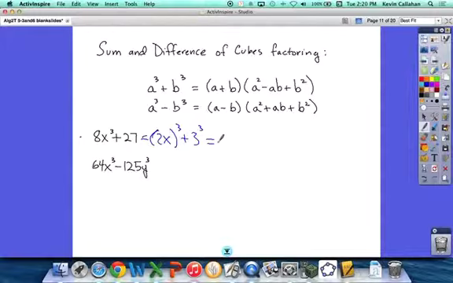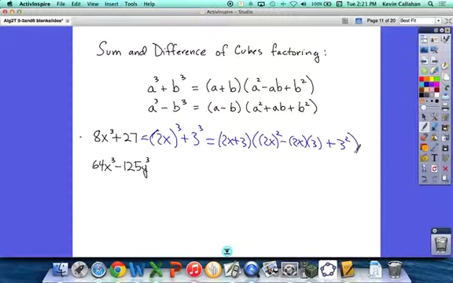Okay, now what is it in this formula that in our problem that represents the A? 2x, and the B is 3. So substitute everywhere. 2x plus 3 times 2x squared. Now I'm going to take 2 steps for this. Minus 2x times 3 plus 3 squared. Right, that's just substituting everywhere for A and B. Now you still got to simplify.